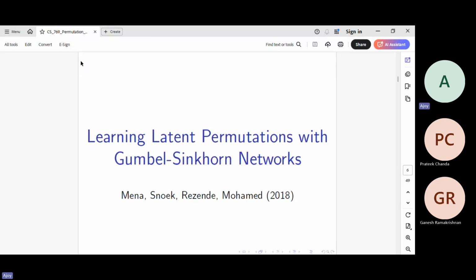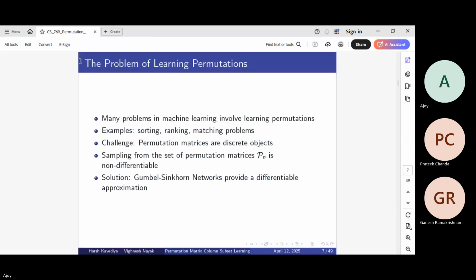For this problem, we have prepared two papers that we have studied. The first one is learning latent permutations with Gumbel Sinkhorn networks. Many problems in machine learning involve learning the permutation for sorting, ranking, and matching problems. In our example, we want to rank the columns in order of their relevance so that the reconstruction error is minimized. But the problem with selecting these permutation matrices is that they are discrete. For an n cross n permutation matrix, the set of all such matrices contains n factorial elements. So sampling from that set is very difficult and it's not differentiable.